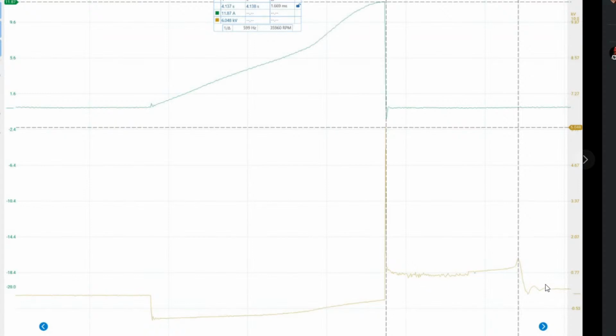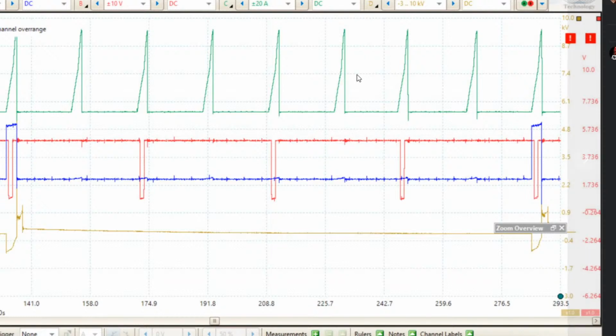We can see the burn time here, and he has 2 cursors marked out here with some measurements up on the screen, and the delta is 1.669 milliseconds. So what we've seen from our previous live streams is we normally have 1.5 to 2.2 milliseconds of burn time, so it looks kind of right in the range.